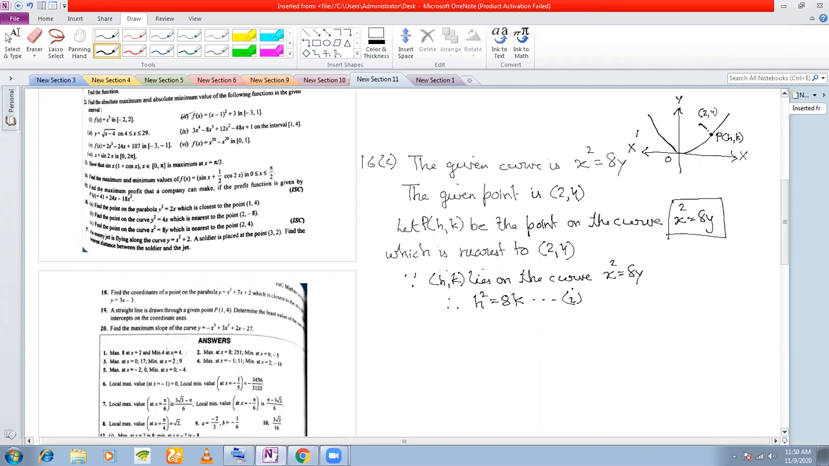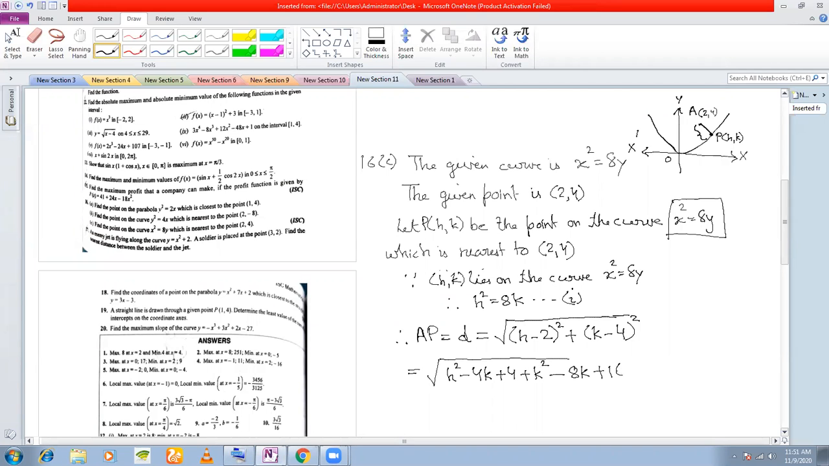Now see, what is the distance between these 2 points here? Let us call this point A. What is the distance AP? Suppose we call this distance D. Remember distance formula? Distance between 2 points is root over of (h minus 2) whole square plus (k minus 4) whole square. Right? So now you simplify this a little. You get root over of h square minus 4h plus 4 plus k square minus 8k plus 16. Okay, this is what you get.